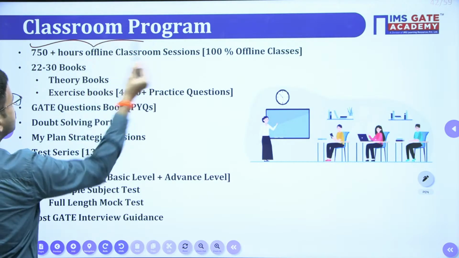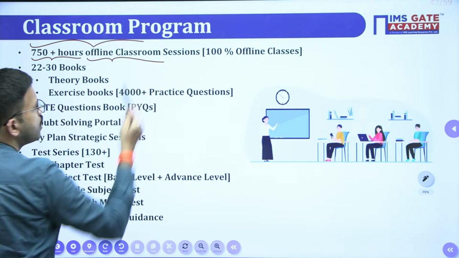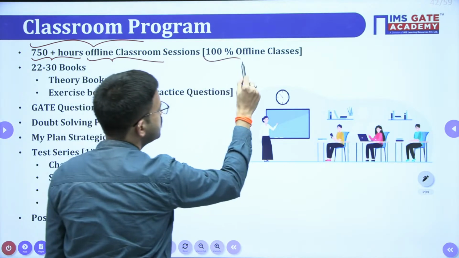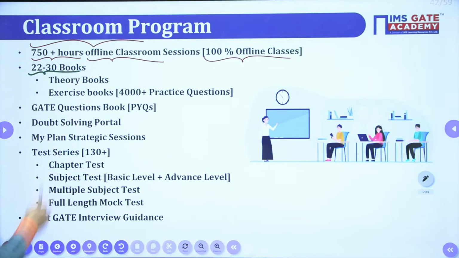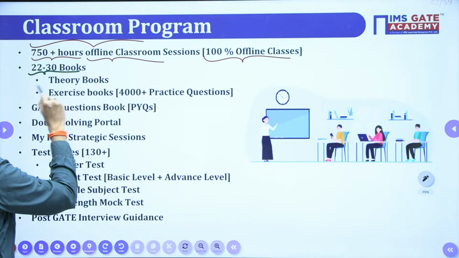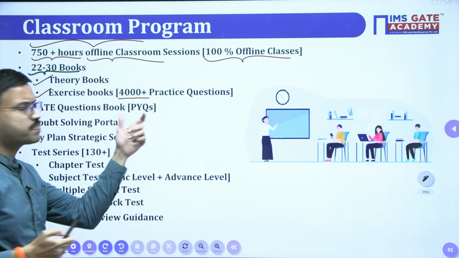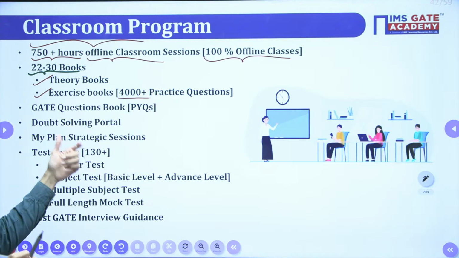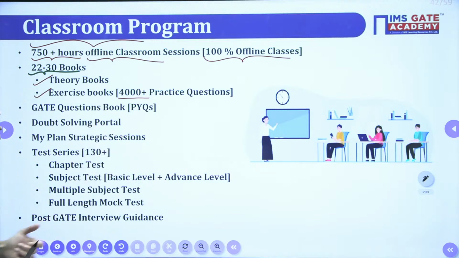Here you will have 750 plus hours. Completely these classes will be offline, 100% offline classes. Here you will get 22 to 30 books. You will get the theory books and the exercise books. In the exercise books, you will have 4,000 plus practice questions, which are very much useful. If you solve these questions, you will get confidence regarding your GATE exam.